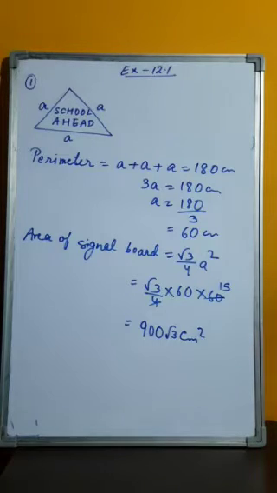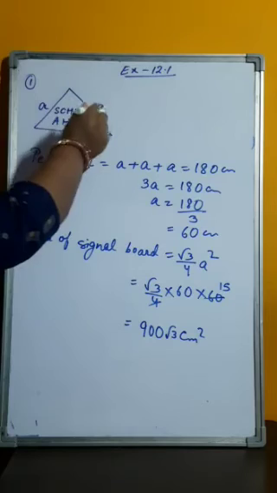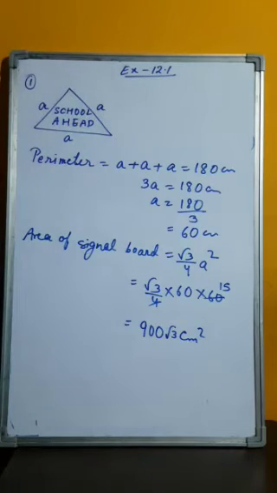First question says, a traffic signal board indicating school ahead. You can see a traffic signal board I have made in which school ahead is written, is an equilateral triangle with side A. Look at this, side A. Find the area of the signal board using Heron's formula, if its perimeter is 180 cm.